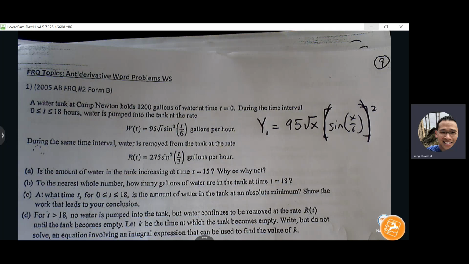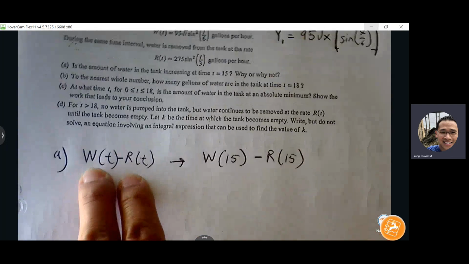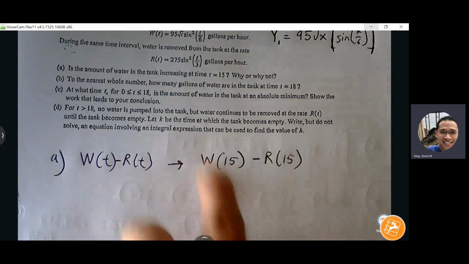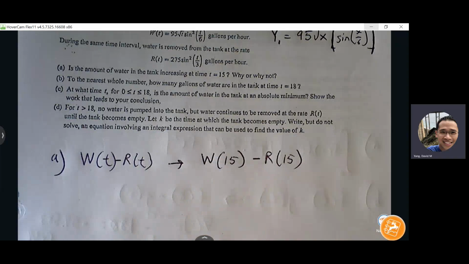But if R(t) is greater than W(t), then the water level is going to do what? Decrease. Okay. So basically, all you need to do is W(t) minus R(t), right? And just see which one wins out. If I get a positive value out of this, I know that the water level is going to be increasing inside the tank. But if R(15) has a higher value, then we're going to get a negative out of this, and a negative would indicate that the water level is decreasing.